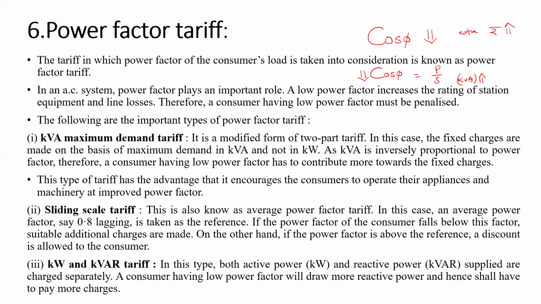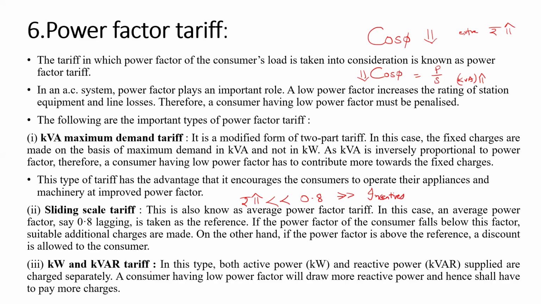Then they can impose some extra charges there. Sliding rate tariff is nothing but they can have some guidelines of power factor of 0.8. If there is any drop below the 0.8 power factor, they can impose some charges on you. If there is any increase in the power factor also, they can have some incentives for you. That's the main difference here.